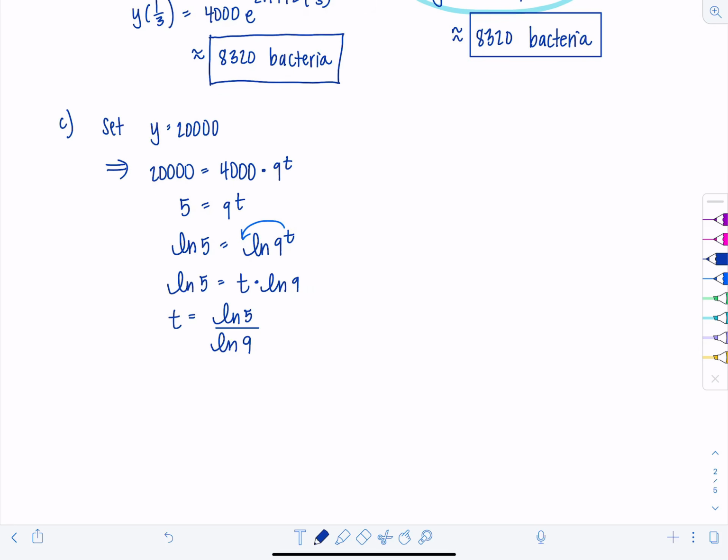So just go ahead, give a nice decimal approximation. So natural log of 5 divided by natural log of 9. You should have approximately 0.7325 hours. Okay, if you want to multiply it by 60 and give it in minutes, go for it, but the directions didn't specify, so I'll just leave it as is. Okay, very good. Now let's look at one more example.